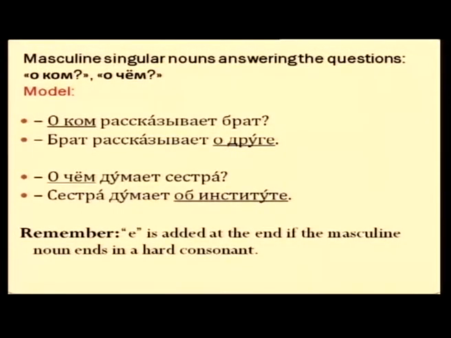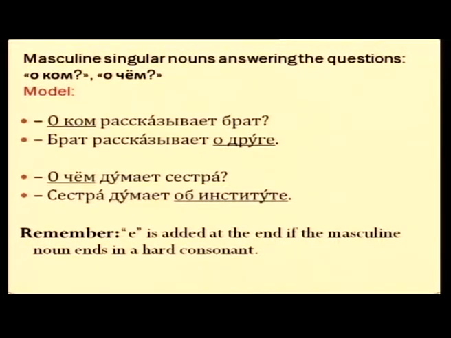As we know that in Russian we have masculine, feminine and neuter genders, and accordingly we have the usage of о ком. It entirely depends upon the usage of the nouns and the adjectives that qualify with it. Let me read a few examples for you. О ком рассказывает брат? Брат рассказывает о друге. О чем думает сестра? Сестра думает об институте.